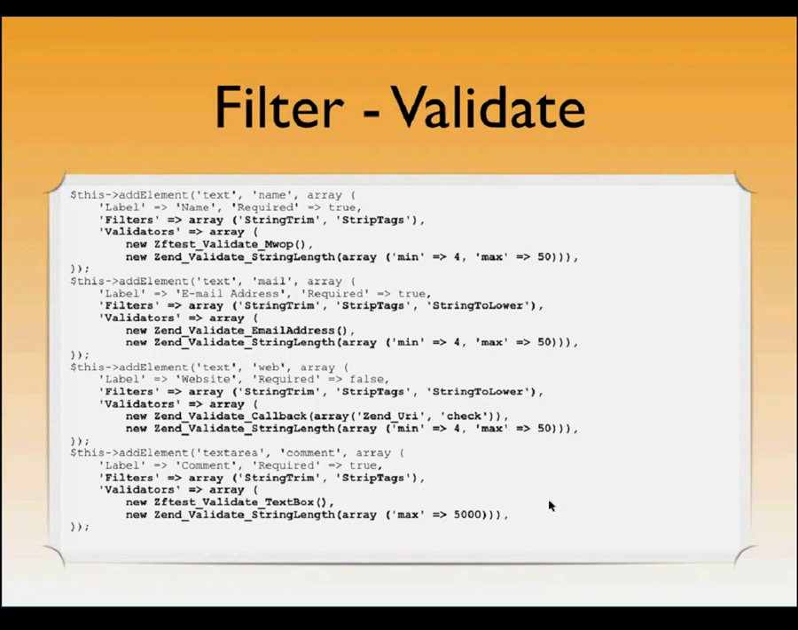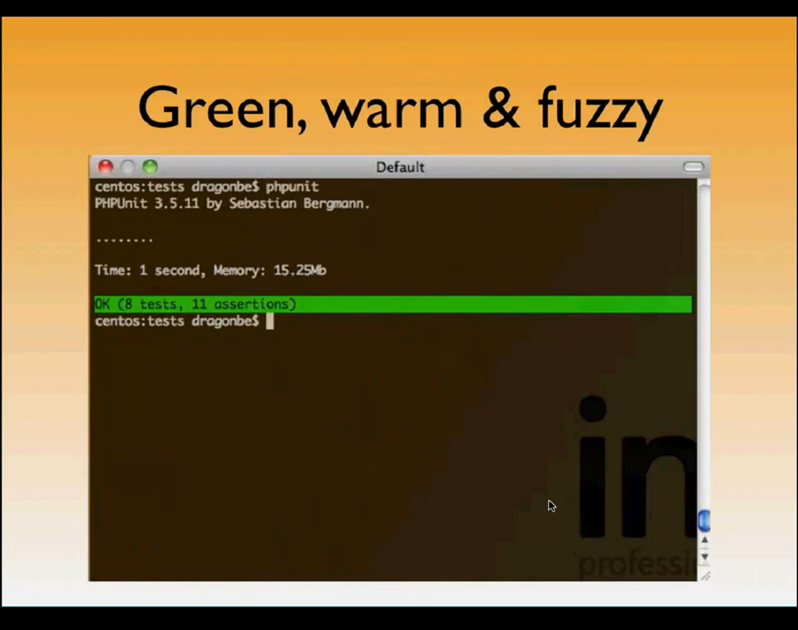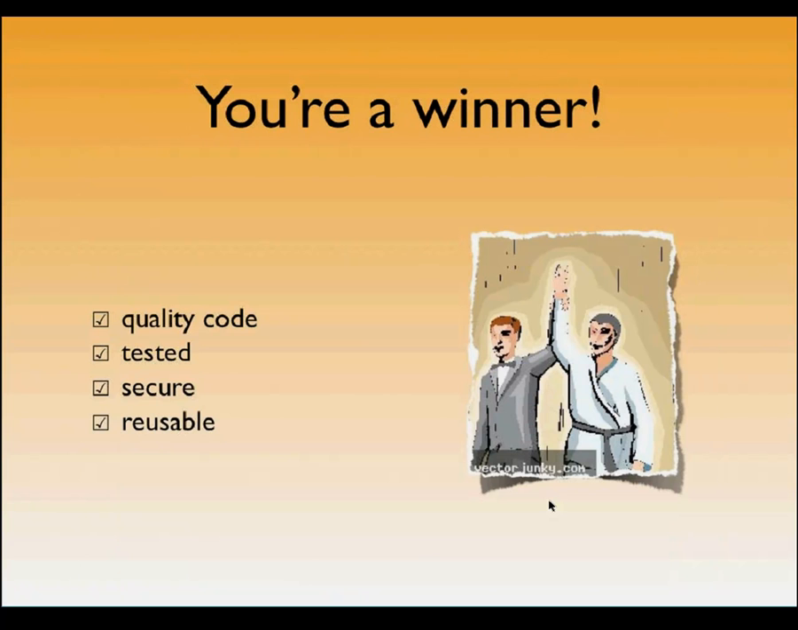So when you have all the validators and filters in place, you go for the green, warm, and fuzzy feeling. So you're a winner. The quality code, check. Everything tested, check. Is it secure? Check. Is it reusable? Check. So it's fairly simple to create some tests, create your form object, and you're good to go.